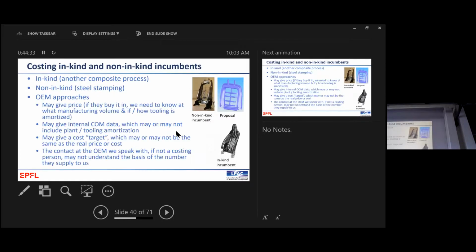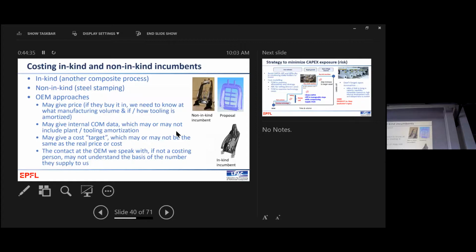Quick few comments on comparing an idea with an incumbent, which here is steel. An OEM, a car company, might just give you one number for that seat and say, hey, please come up with a solution that's cheaper. But what is that number? Always ask what that number is, because it might be cost, it might be price. They buy it from a tier 1 supplier, so they're paying their margin.